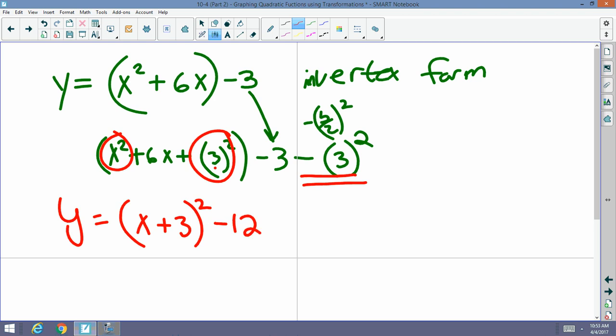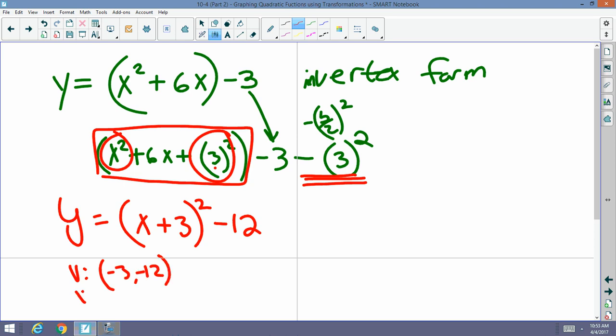Questions, comments, concerns, problems, issues, dilemmas, talk to me. Please talk to me. Yes, sir. Thank you. What do you mean cancel out the b over 2 squared? No, this is inside of here. That's outside. And now from here, what's my vertex? Negative 3, negative 12. Yes.